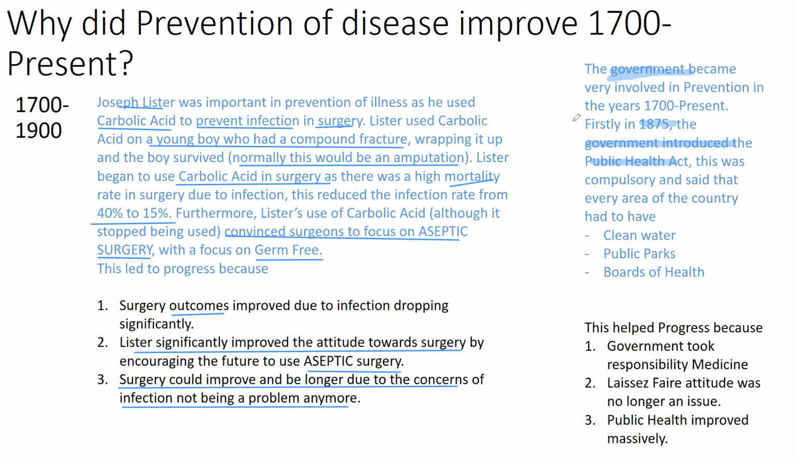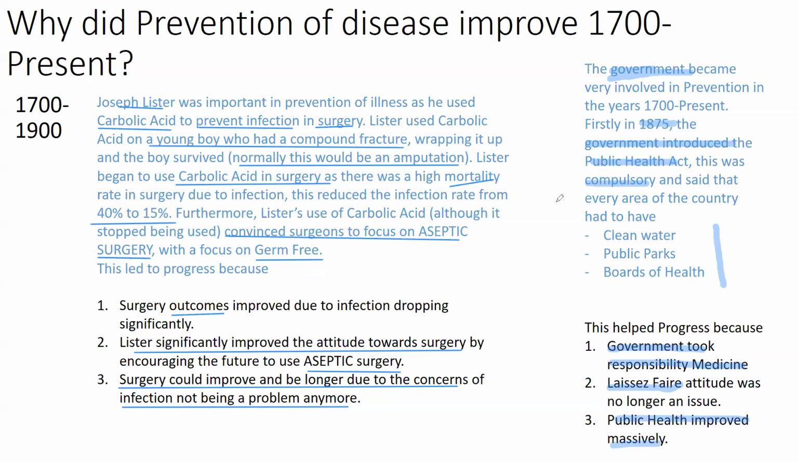Now, the government tried to do this before in the 1830s, however, they didn't make it compulsory. This was compulsory for everyone, and it said they had to have clean water, public parks, boards of health. People's responsibility was now to look after the people that lived in their areas. But I think the big thing at this point is that because of this, the government took responsibility for medicine. The laissez-faire attitude was gone and public health improved.